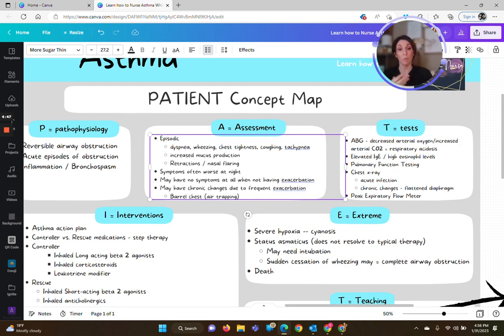Symptoms of asthma are often worse at night, so they may have exacerbations that occur mostly at night. They may have no symptoms at all when not having an exacerbation. So if their asthma is well controlled, day to day, you may not even know they have it. But they may have chronic changes due to frequent exacerbations, such as a barrel chest, which is just an expansion of the chest due to chronic air trapping. So that is something we do see in our asthma patients.